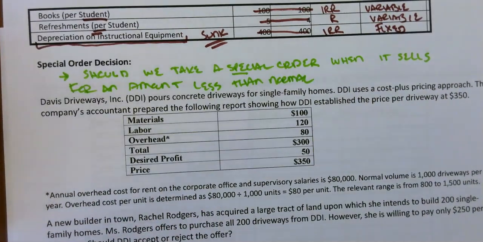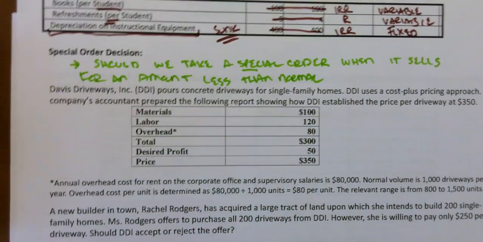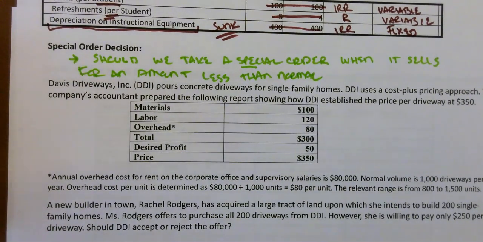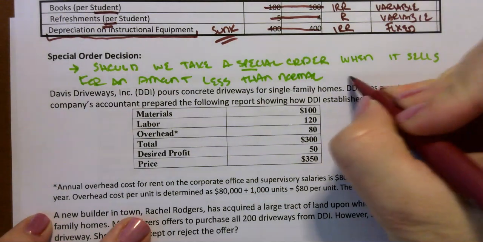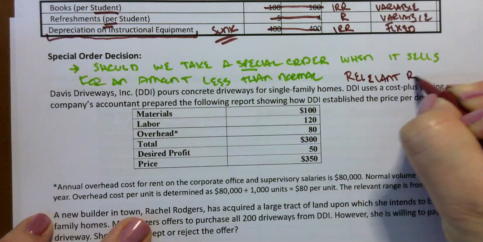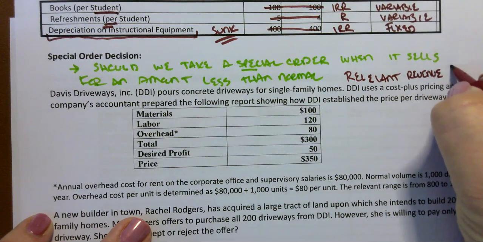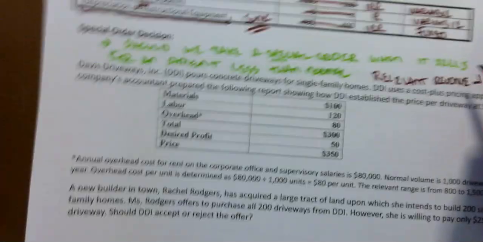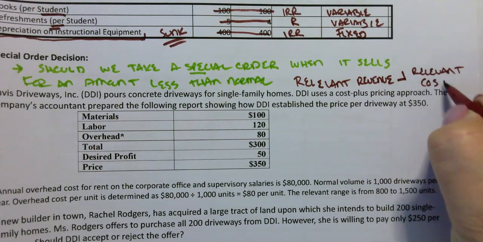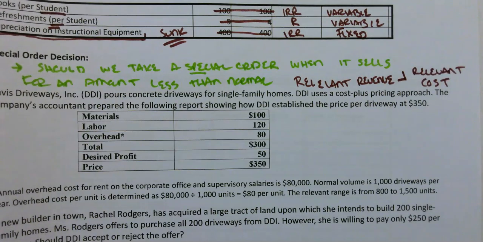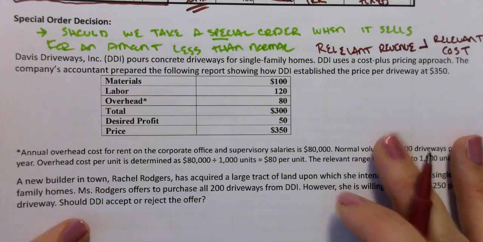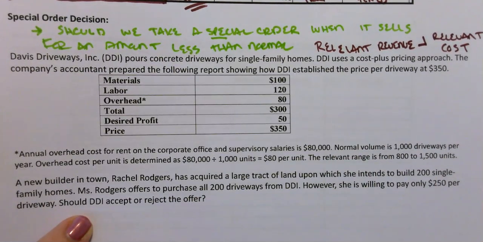We're definitely going to accept it if the relevant revenue is more than the relevant cost, the difference in cost. If the relevant revenue is more than the relevant cost, we're definitely going to choose that. Behavior doesn't impact our relevance. Let's go through here and look at some decisions.